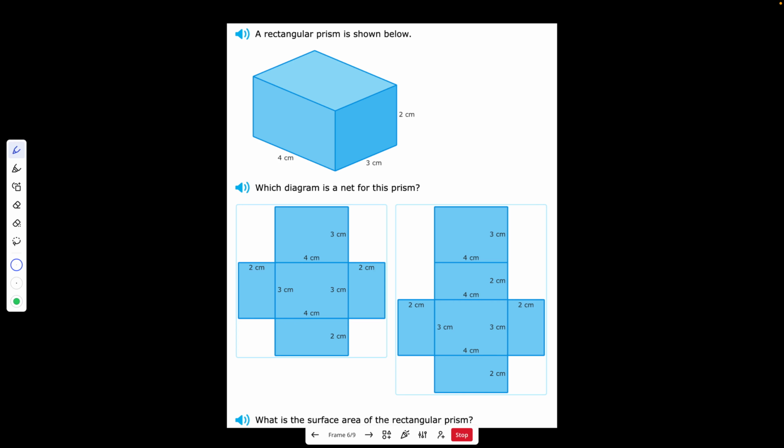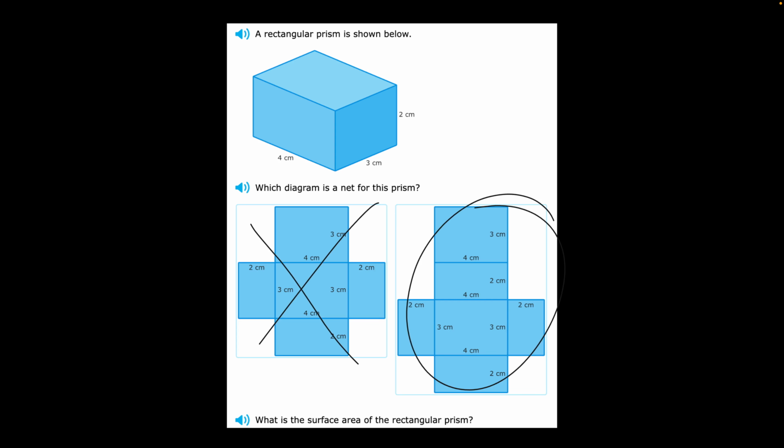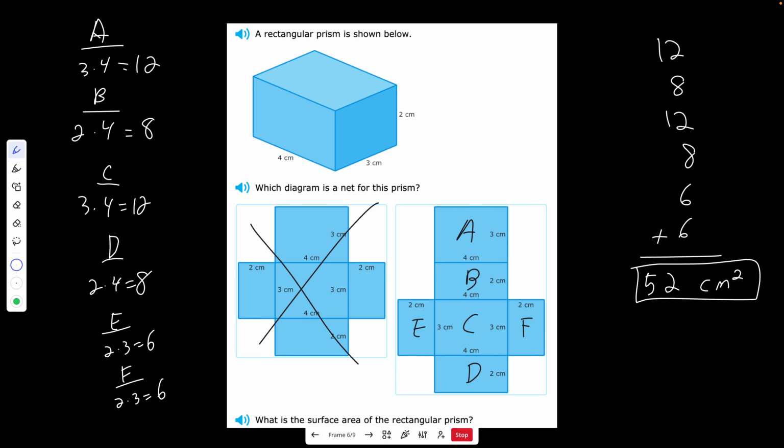Okay, now that you've had time to work these problems, let's check your solutions. For the first part of the question, for the net, you should have said it's the one on the right-hand side. And for the second part of the problem, here is the work. You should have gotten a surface area of 52 square centimeters.